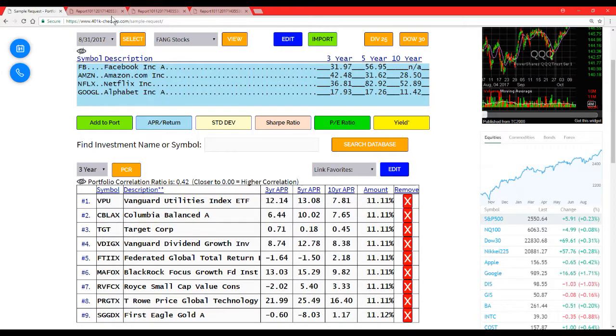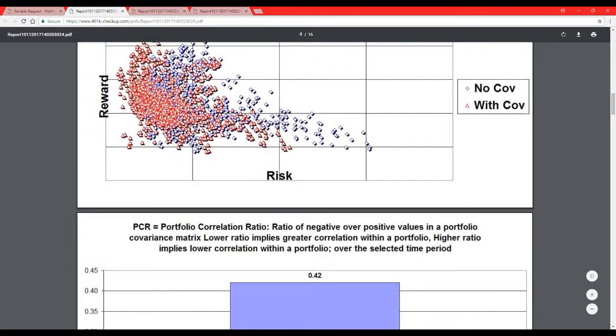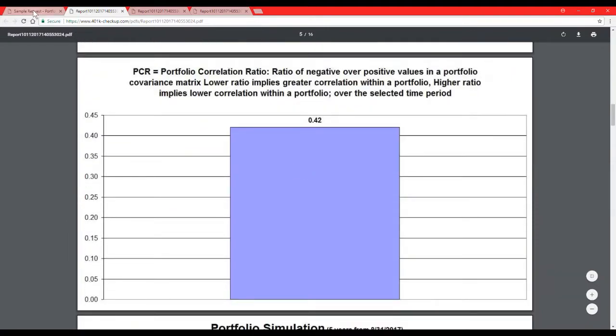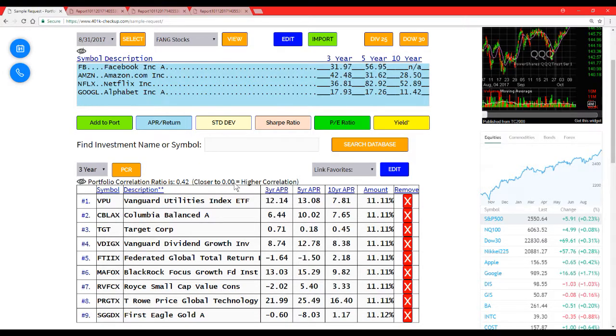Anyhow, when we come back here on the interface, as you can see, portfolio correlation ratio is 0.42 for the 3-year period, which is exactly what we came up with in the chart here, 0.42. And we display it quickly. So you don't even have to kick off the full scanner simulation. You can stay on this page and get a correlation ratio.